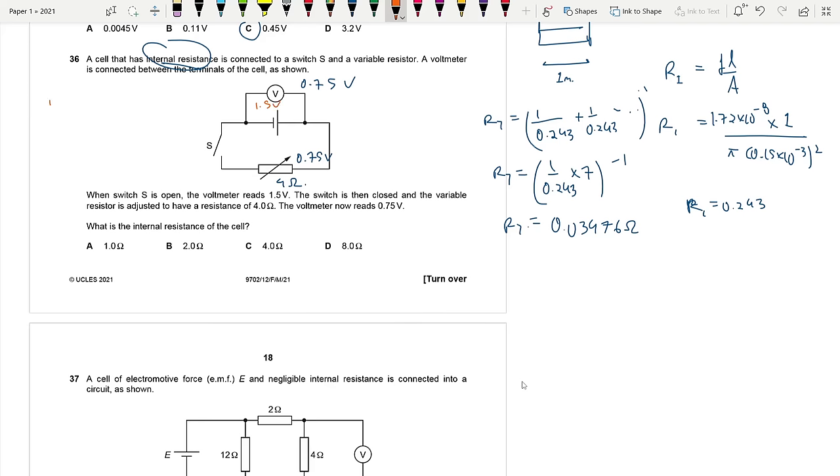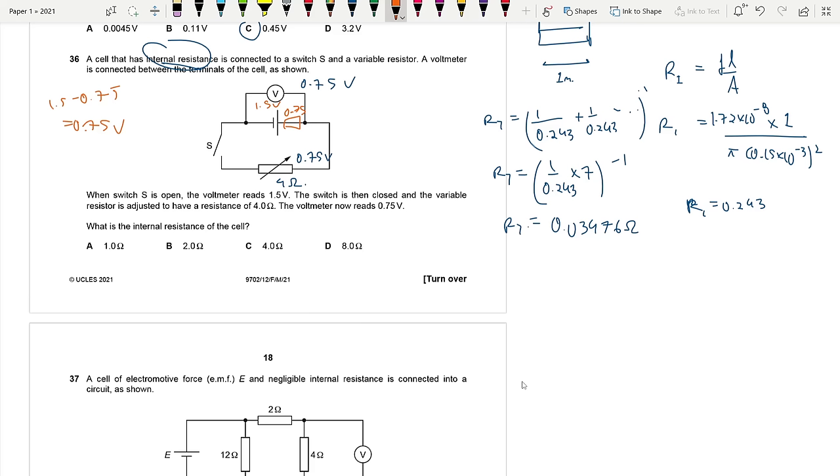But the battery had a rating of 1.5 volts. What's happening to the rest? 1.5 minus 0.75, what happened to that? So basically, if you do 1.5 minus 0.75, that's also 0.75. 0.75 volts have been lost in the internal resistance. Now, if you look at the interesting fact, 1.5 has been divided equally between these two, right? 0.75 for the internal resistor and 0.75 for the variable resistor.